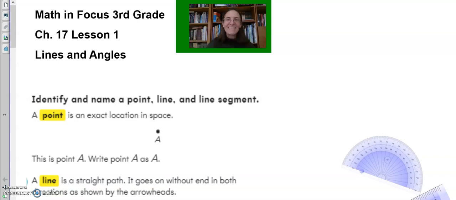Hello, my mathematicians. This is Miss Foster with Math in Focus, 3rd grade, Chapter 17, Lesson 1, Lines and Angles. Friends, I am so excited to be doing geometry with you. It is my personal favorite math subject because it is the math of art.